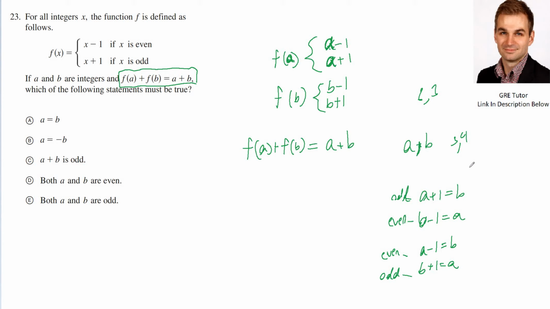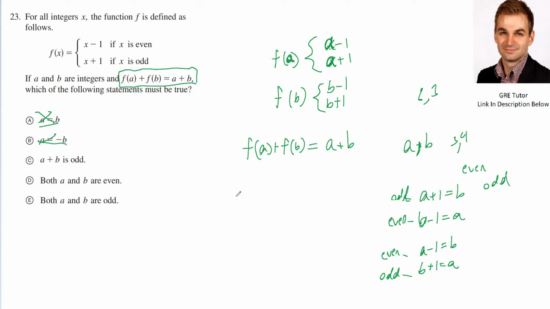But now that we know that one of them is going to be even, and the other is going to be odd, we can answer some questions over here. Is a going to be equal to b? Definitely not. They have to be right next to each other, and they are not equal to each other, so a is out. Is a equal to negative b? Again, certainly not. They have to be right next to each other, so definitely not going to happen.